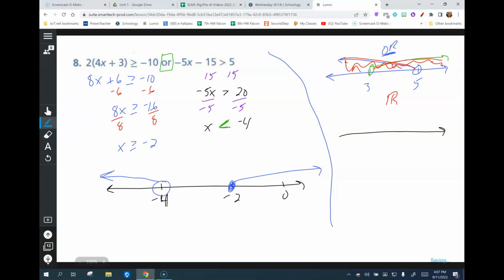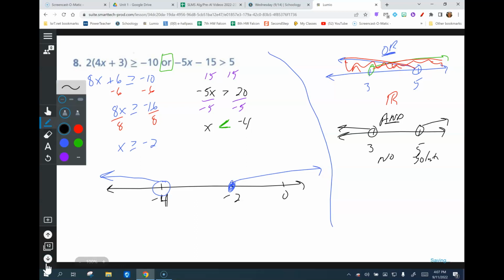Let's say that we have the scenario and it's an "and." This one's going to be an "and" situation. And we end up with, here's 3 and here's 5, and we have an open circle going this direction, open circle going this direction. Well, "and" has to be what they have in common. Do they have anything in common? Nope. So this would be no solutions.